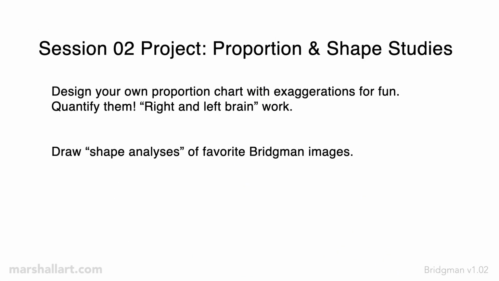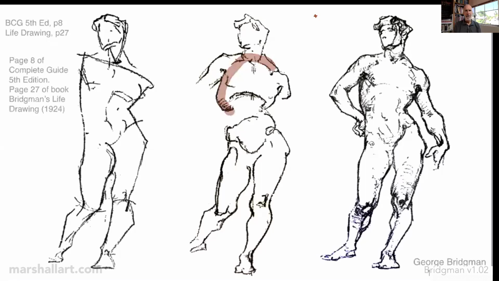Here is your homework, by the way. If you want an assignment as opposed to a project, this is more of an assignment than a project. Draw shape analyses of favorite Bridgman images. That's a shape. That's a shape. That's a shape. That's a shape. It's also a form, yeah, but that's not what we're doing tonight. That's a shape.